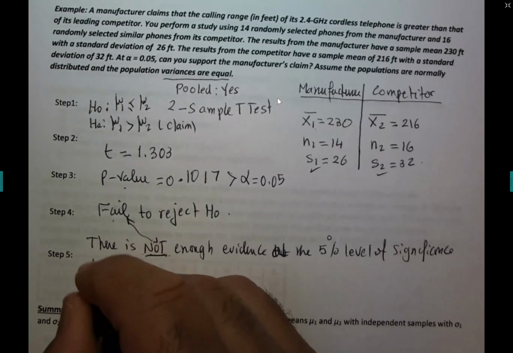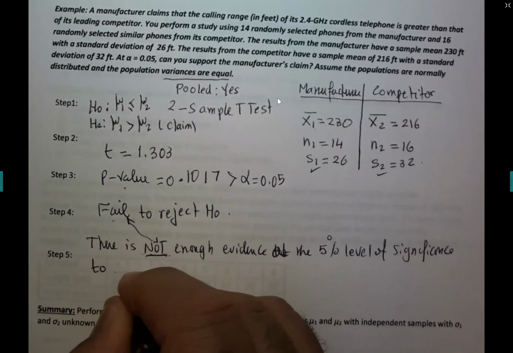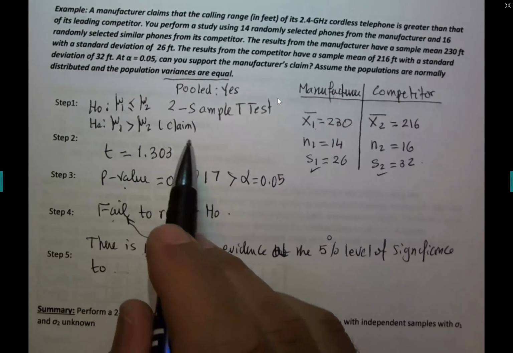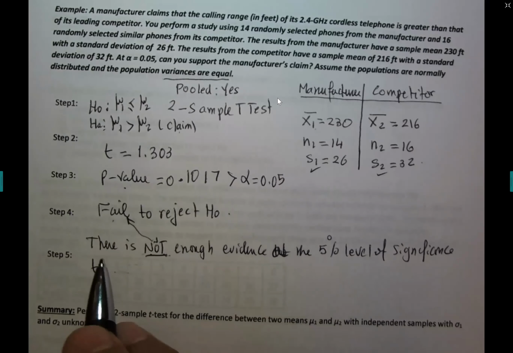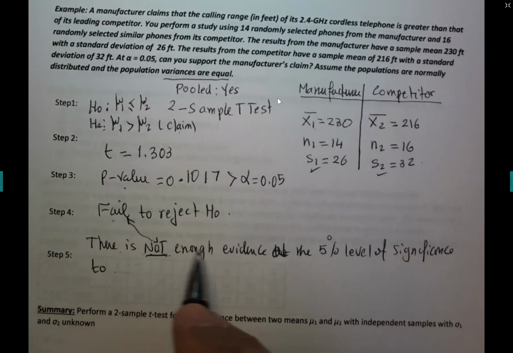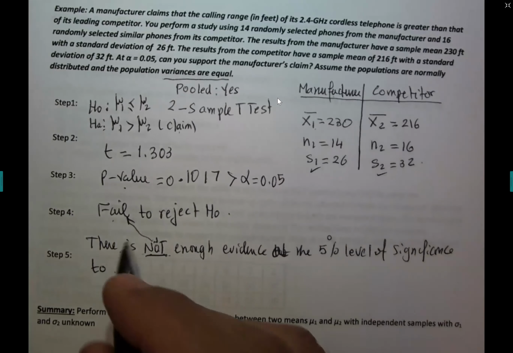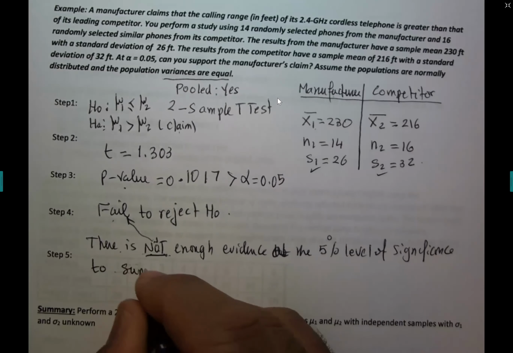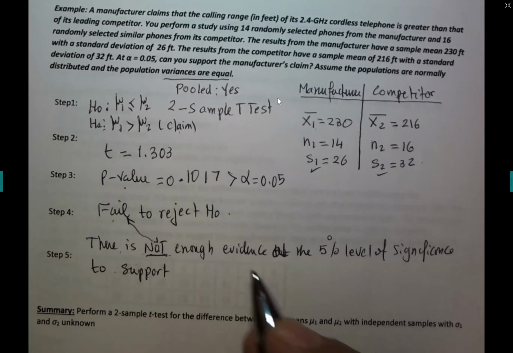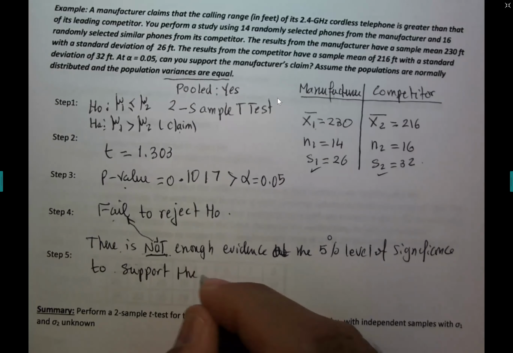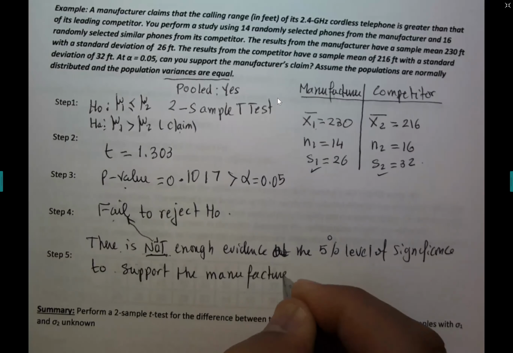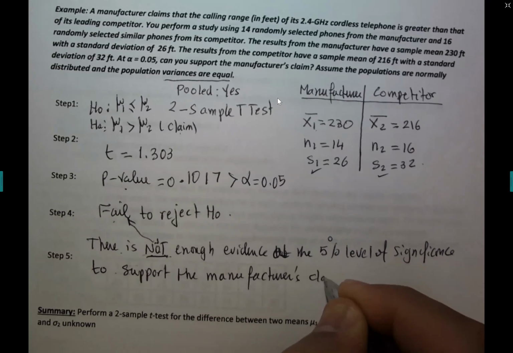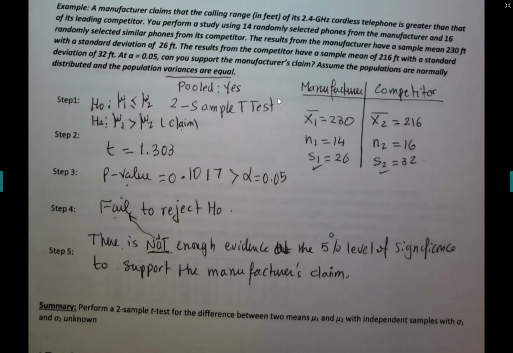Then you're going to get another drop menu that has support or reject. Every time the claim, guys, is in HA, you cannot use the word reject. So you have to use the word support. So there is not enough evidence at the 5% level of significance, and then you select support the claim, the manufacturer's claim. So probably their claim about their phones is not correct, guys. We could not support it.